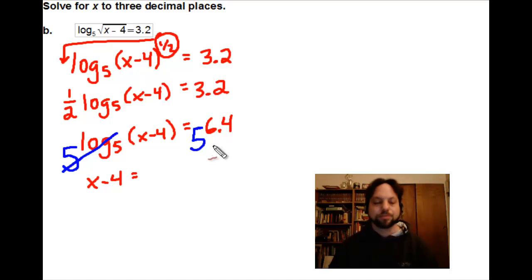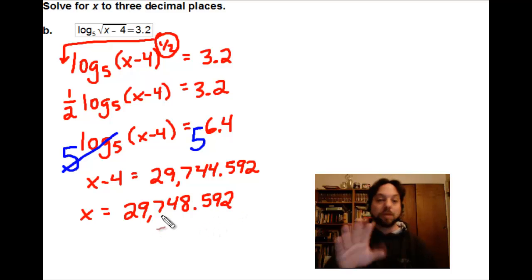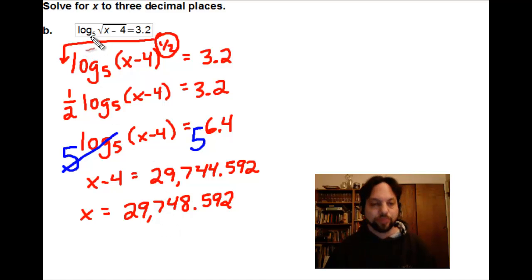For that, well, you're probably going to need a calculator, but I will tell you that that is 29,744.592. Of course, with that, we only have one step left. We need to add 4 to both sides, giving us a final answer of x equals 29,748.592. That looks like a crazy and ridiculous answer, but again, just like before, store it as x and feed it back through your original equation. See if it doesn't equal 3.2.